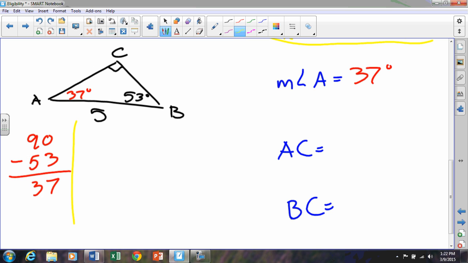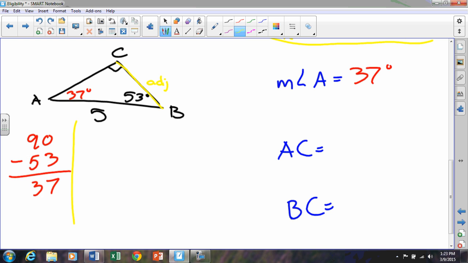We can kind of pick and choose which one we'd like to do. Do we want to go get AC next, or do you want to go get BC next? You get to choose. Okay, Dante spoke up first and said he'd like to get BC first, which means that's the adjacent side.